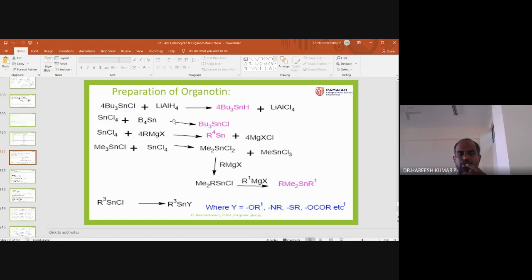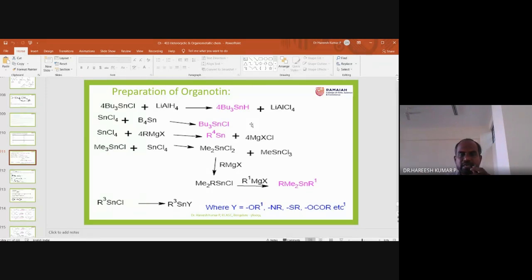If you want to know how tributyl tin chloride is obtained, it is obtained starting with stannic chloride. SnCl4 is a stannic chloride, a solid. Tetrabutyl tin is used, and this reacts with the stannic chloride forming tributyl tin chloride.